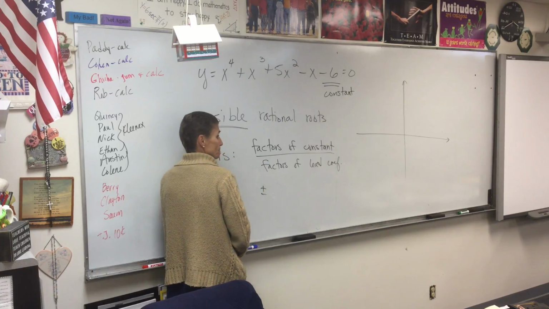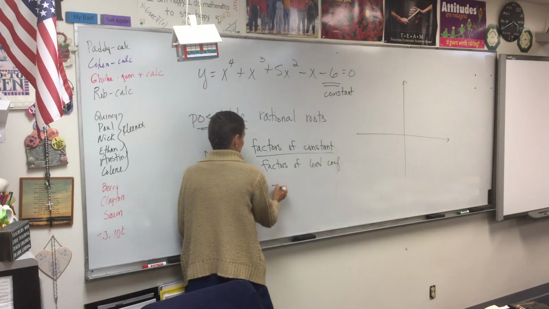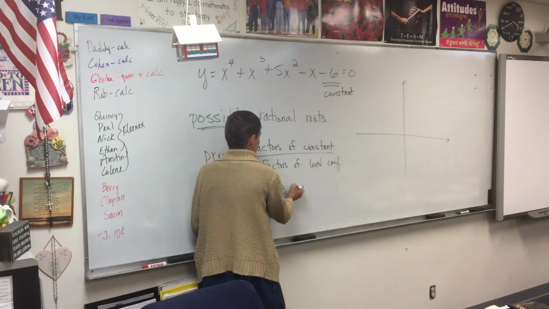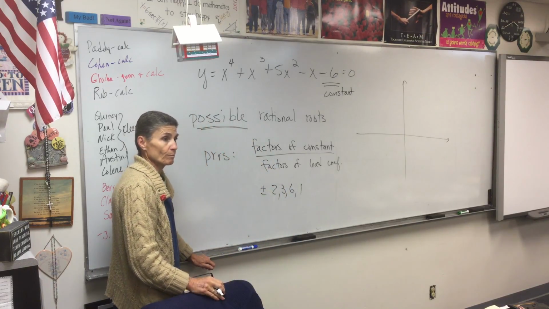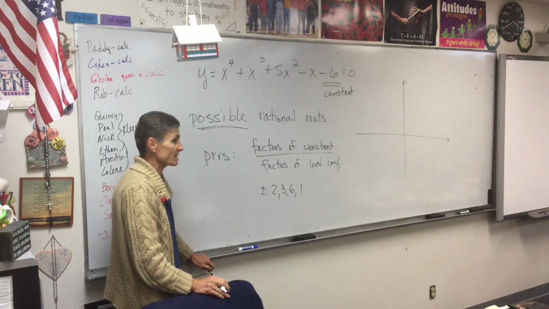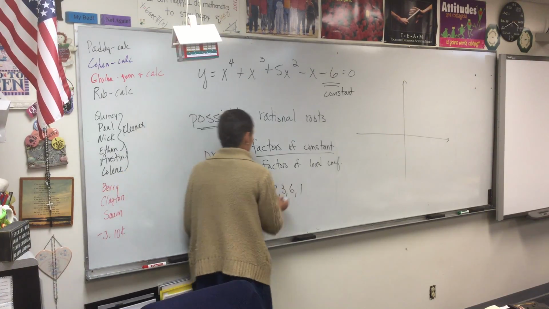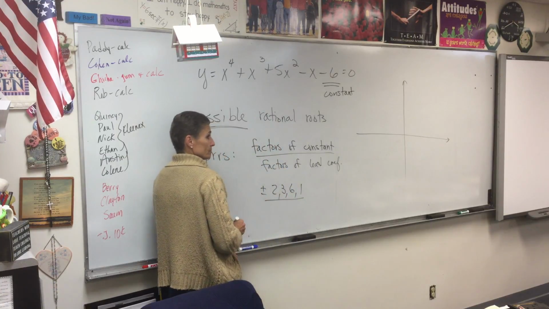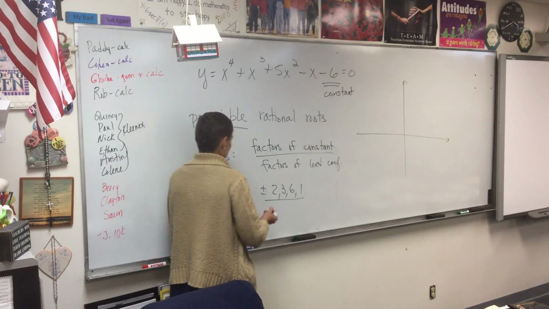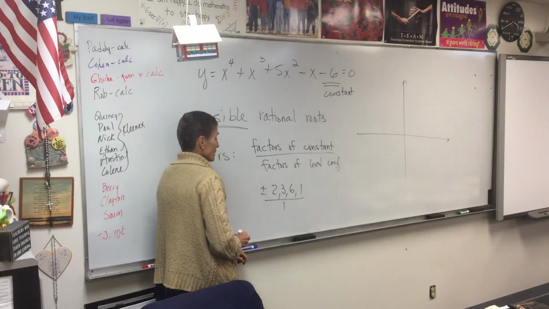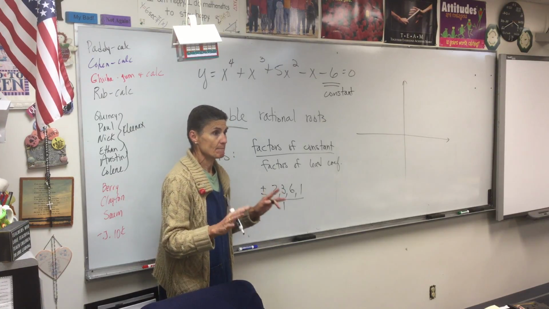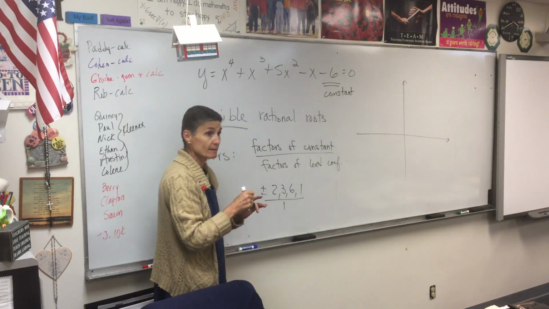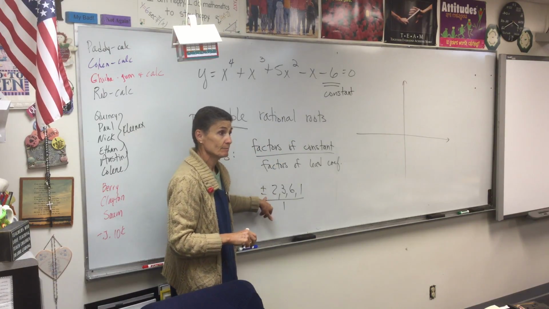Plus or minus? 2 and 3 and 6 and 1. I usually try to go in order, but since somebody said 2 and 3, I started. That doesn't matter. We just need them all in the list. And what are the factors of my leading coefficient? Just plus or minus 1. That's it. So, instead of having infinitely many numbers to start guessing, how many do we have?